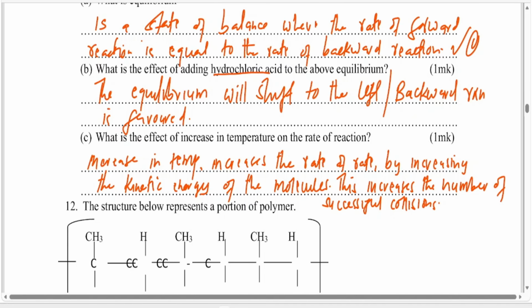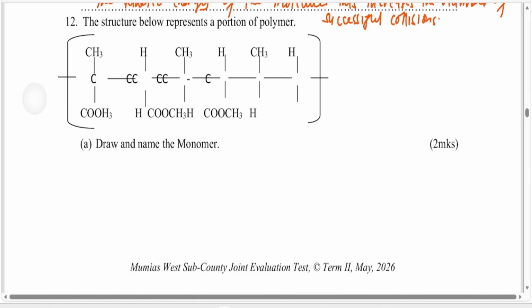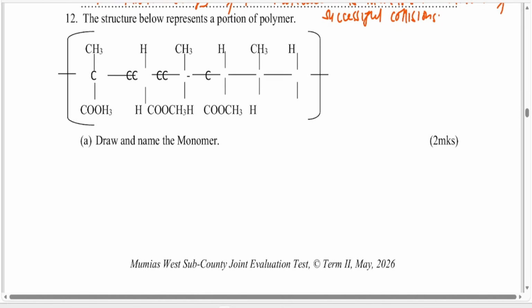So let's now move to the next question. Question number 12. The structure below represents a portion of a polymer. This is one of the polymers that are formed by addition polymerization. And I want to correct it a bit, because this one has been interfered with by the system. So we have 6 carbons.